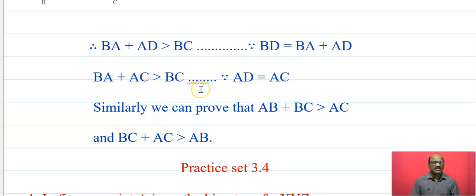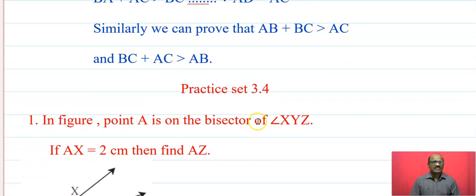BA plus AC is greater than BC, and similarly we can prove the other inequalities, that is AB plus BC is greater than AC and BC plus AC is greater than AB. Now we'll start the practice set 3.4.